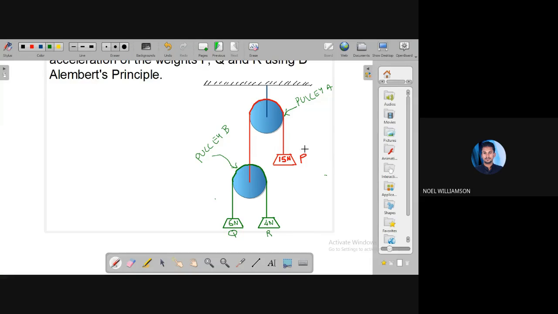Let us consider the tension in this string to be T1. So here also it is T1. And the tension in this string is T2, and this is T2.